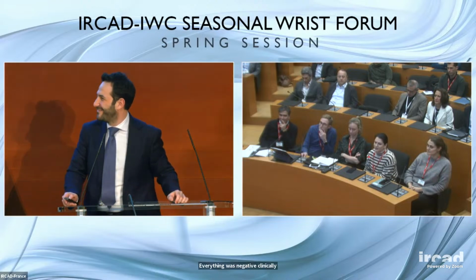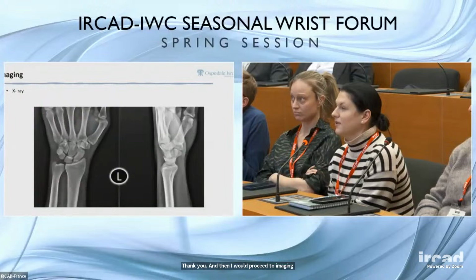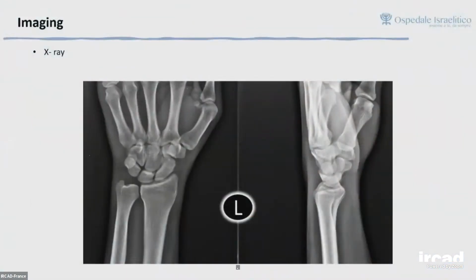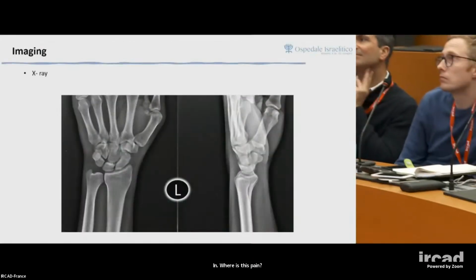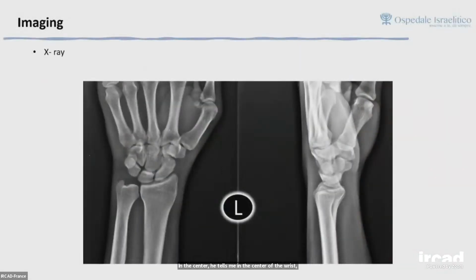Maybe faculty can help us. Then I would proceed to imaging. Okay, what kind? First you need basic X-rays. Okay, this one, in comparison to the other one. Where's his pain? He tells me it's in the center of the wrist, on the back of the wrist. In the center. He always feels pain in the center of the wrist. Is he hyperlax? No, he's not hyperlax.